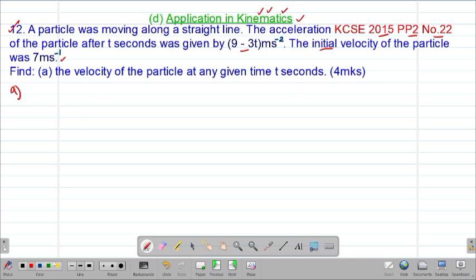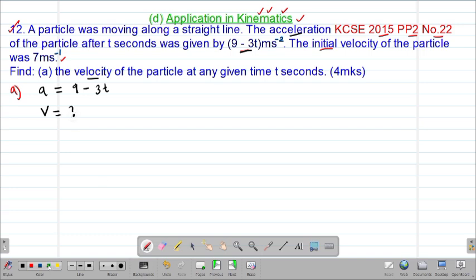So of course we start by highlighting the key information that we are given in the question. So we are told that the acceleration is given by 9 minus 3t. Therefore, the acceleration a is equal to 9 minus 3t. Now the question wants us to find the velocity of the particle at any given time t seconds. So they want us to get the velocity v.